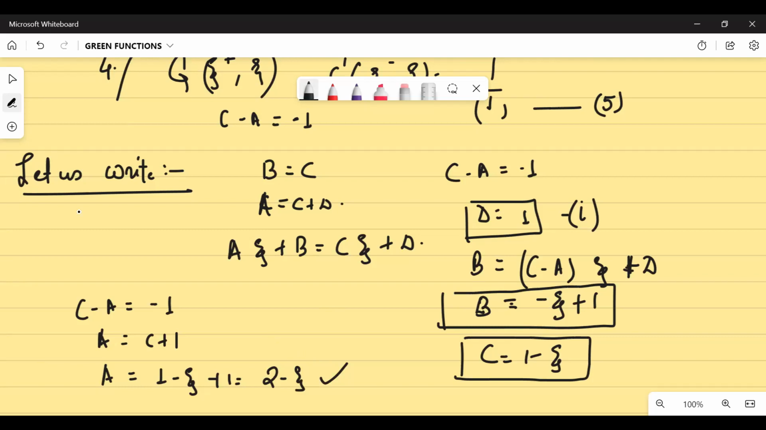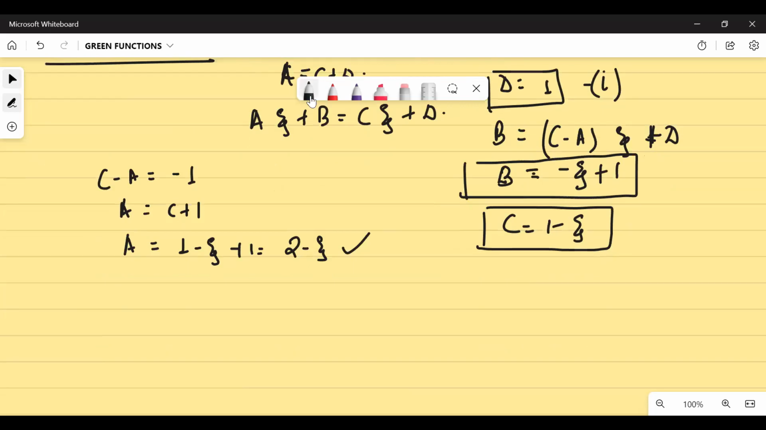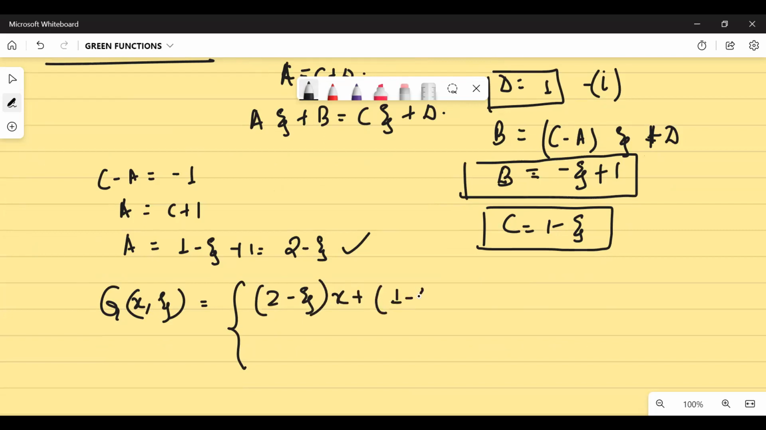Yes. Okay. So overall, I know my Green's function for this particular differential equation would be what? It would be equal to, writing A is 2 minus zeta, and you had this x plus b, 1 minus zeta, and then I think c was 1 minus zeta x, and d was 1. So this is how you write your Green's function.